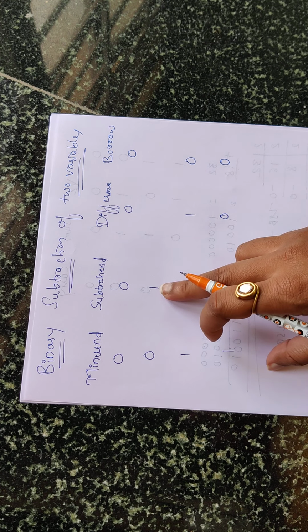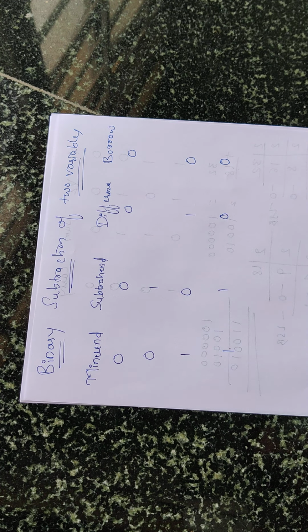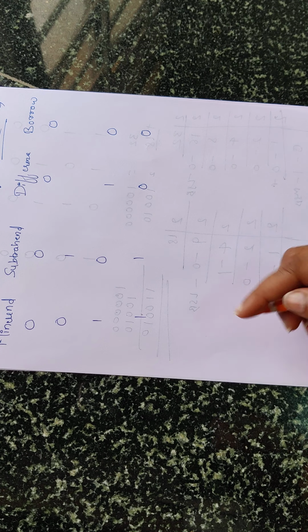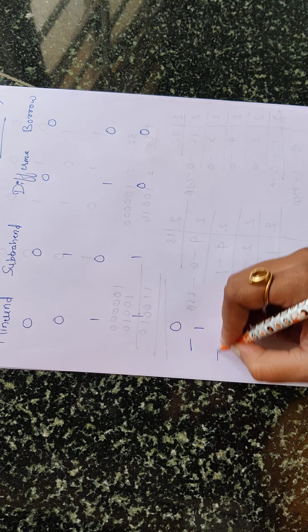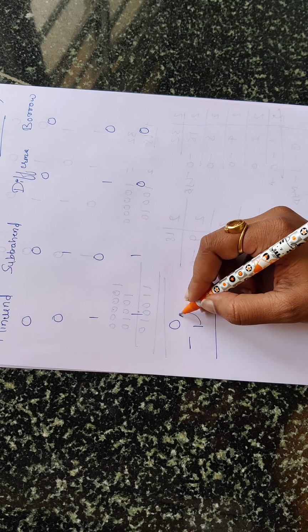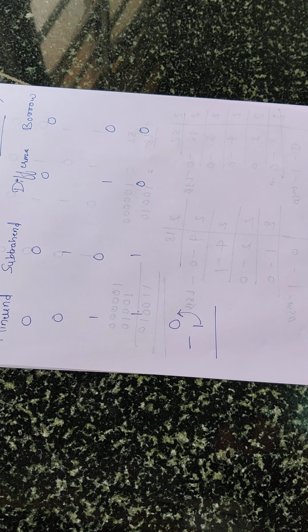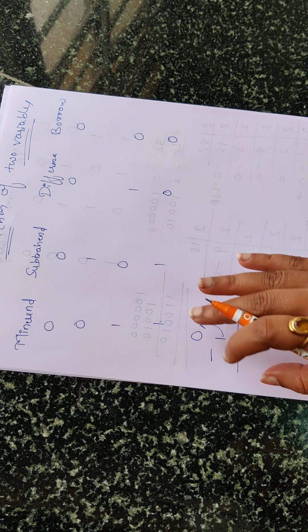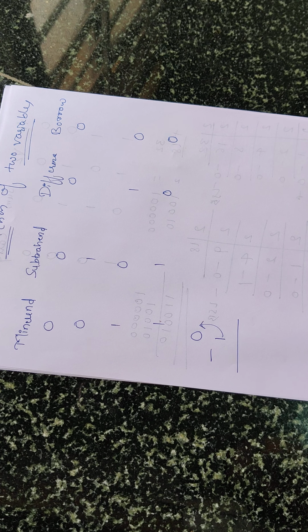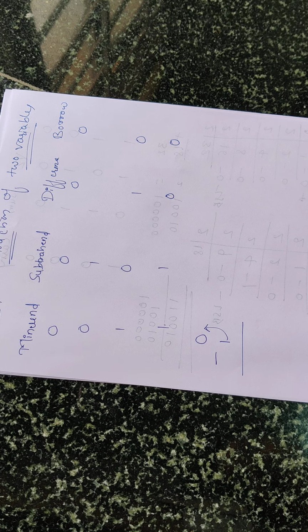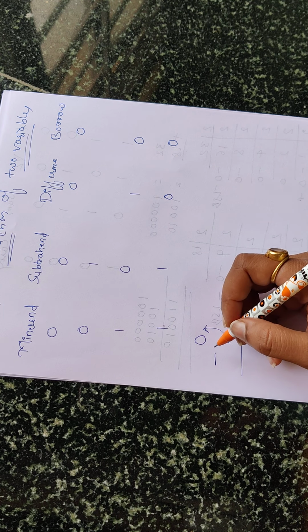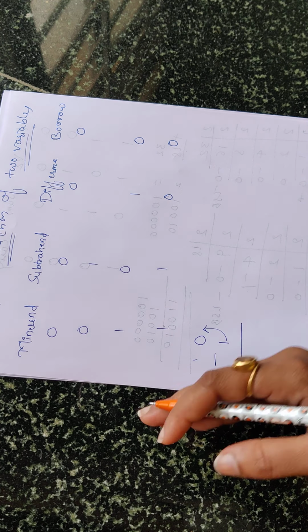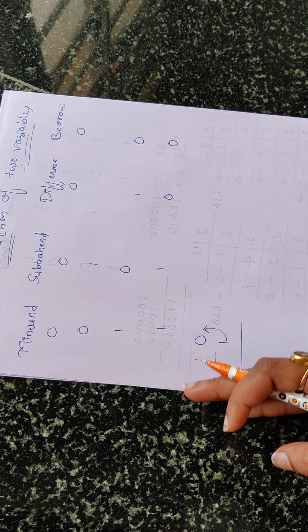Now coming to the next point, minuend is 0 and subtrahend is 1. What you are doing is subtracting 1 from 0. Now 0 doesn't have any value. Can you subtract 1 from 0? It is not possible. So what you have to do is take one borrow from the left side.